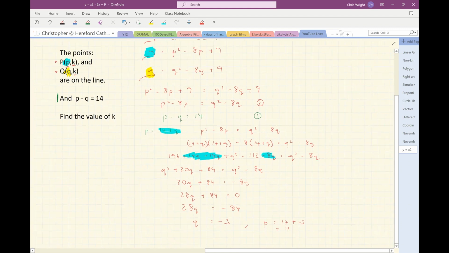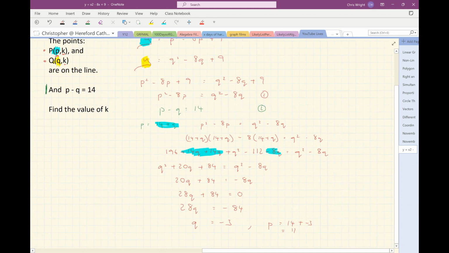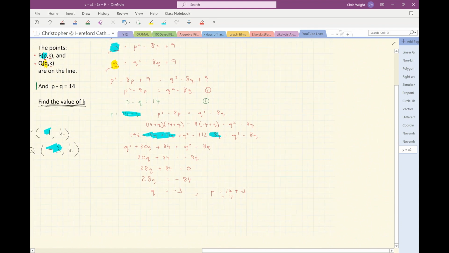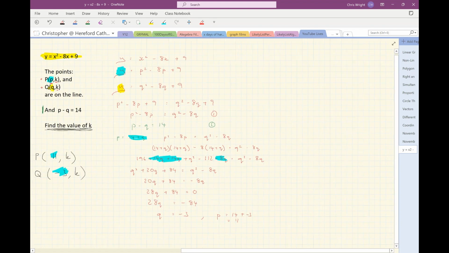So we have found the value of P and Q. So we know that the 2 points that we're dealing with now are the point P, 11, k, and the point Q, minus 3, k. And the question is, find the value of k. Well, k is the y-coordinate if x equals 11, or the y-coordinate if x equals minus 3. Obviously, we're expecting both of those values to be the same. So let's write down our equation.